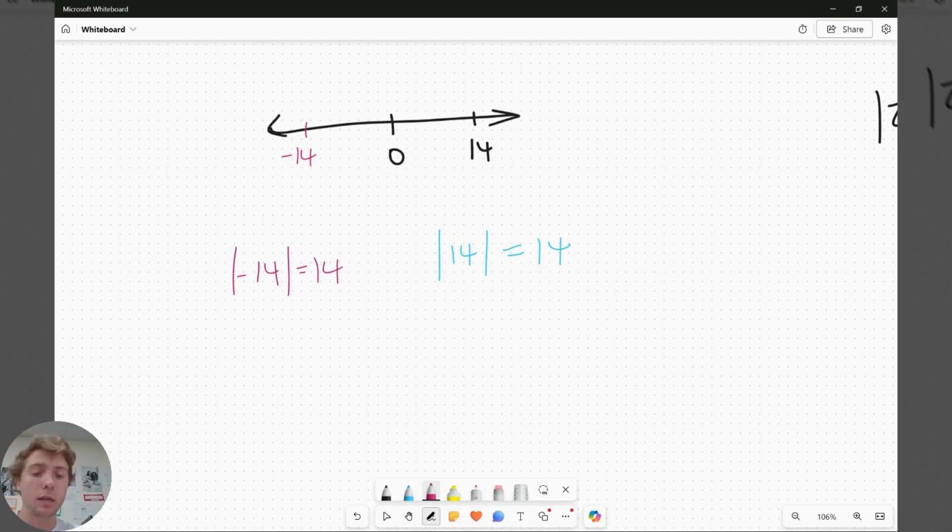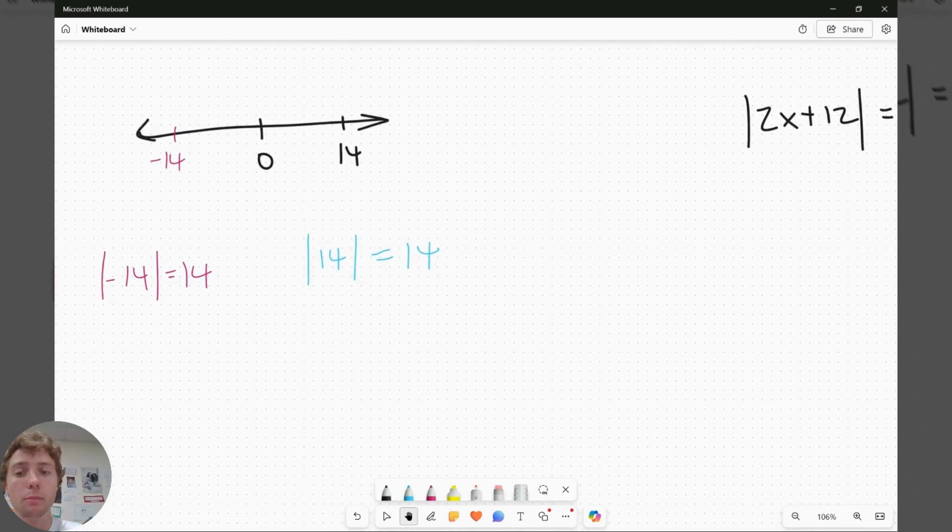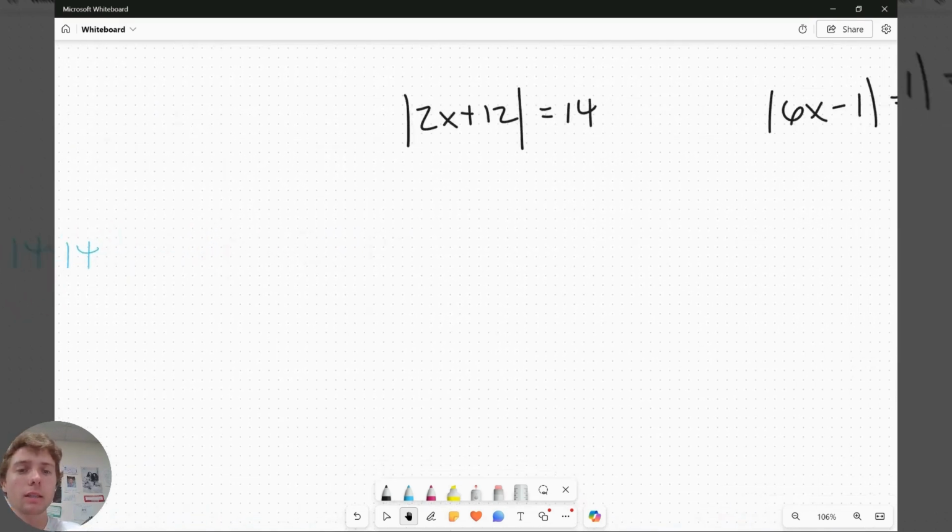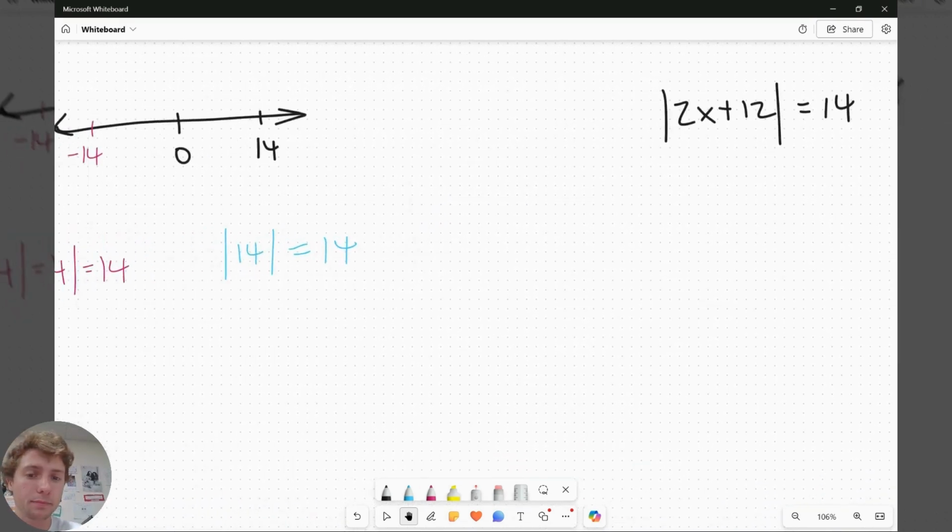Notice absolute value makes both those values positive. The reason it does that is it's distance. The distance is always positive. You never measure distance to be a negative number. So that starts to lead us into this next idea.